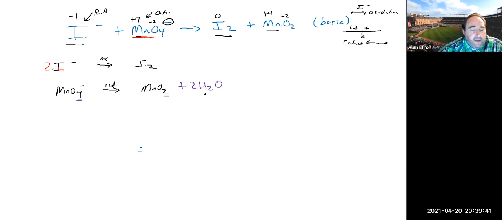If we just look at the oxygen, there are 2 oxygens in the MnO2, and there are now 2 oxygens in the water. That's a grand total of 4 oxygens on the right to match the 4 oxygens on the left-hand side.